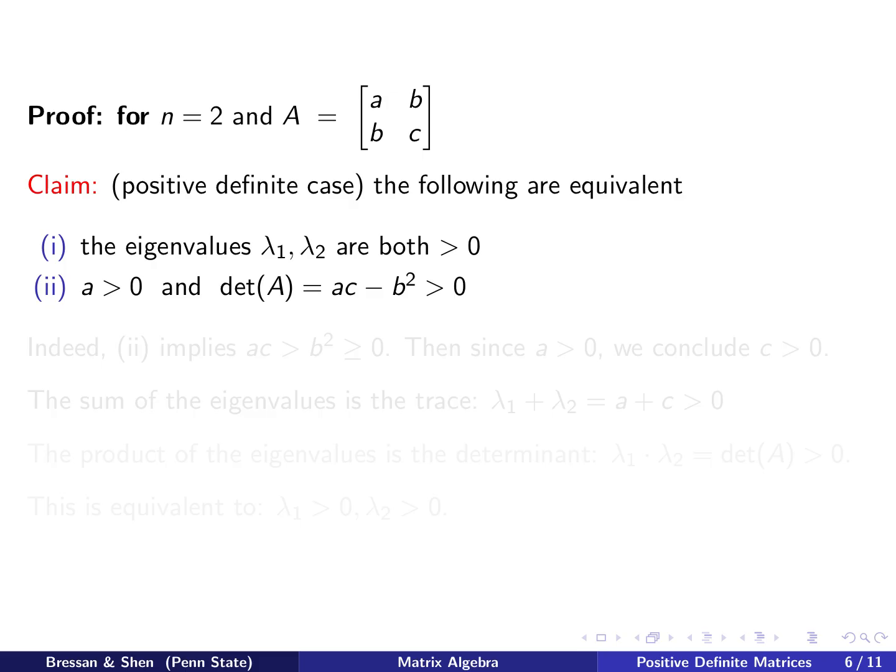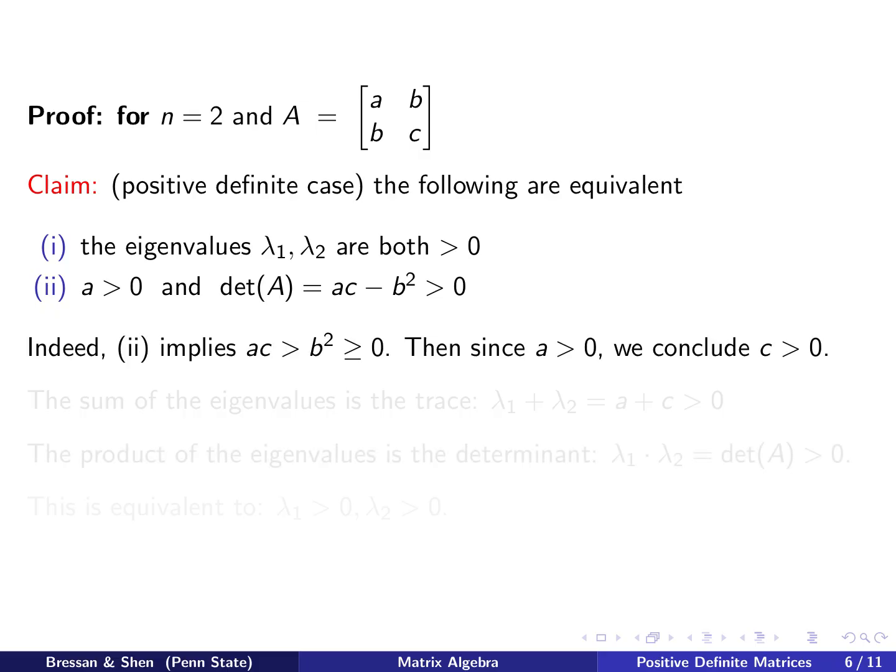Okay, so what we want to prove is the following: that the following statements are equivalent. The first one is that the eigenvalues lambda 1 and lambda 2 are both strictly bigger than 0. And the second statement is that the determinants of the principal submatrices are bigger than 0. So A is strictly bigger than 0, that will be the first one. And then the second one is that the determinant of this 2 by 2 matrix, which is AC minus B squared, is strictly bigger than 0.